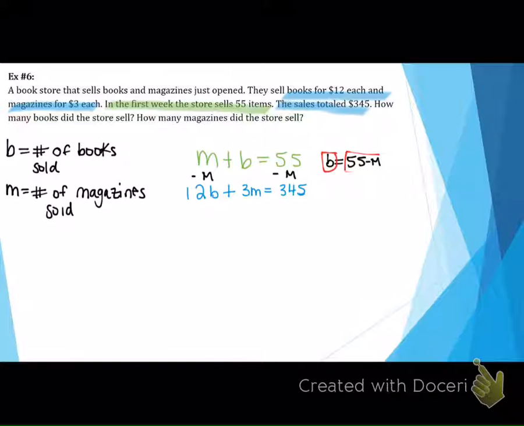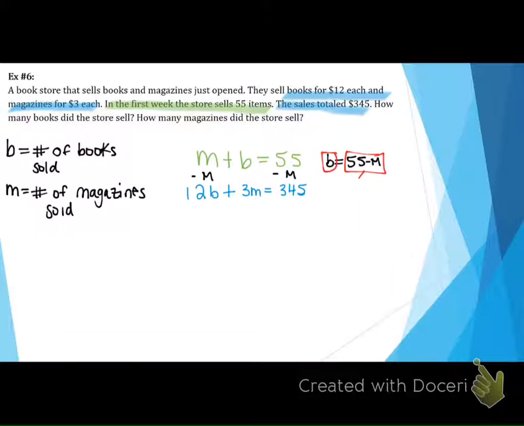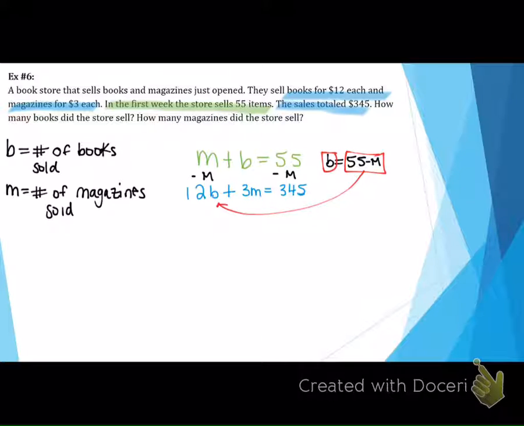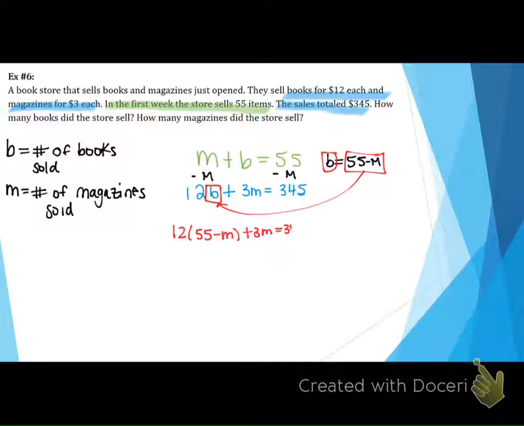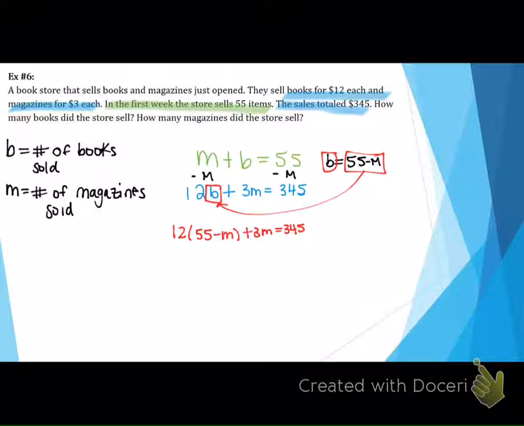So B is the same thing as 55 minus M. So where we see B in our other equation, we can replace it. So I have 12 times (55 minus M) plus 3M equals 345. Yay. Mother of really big number.